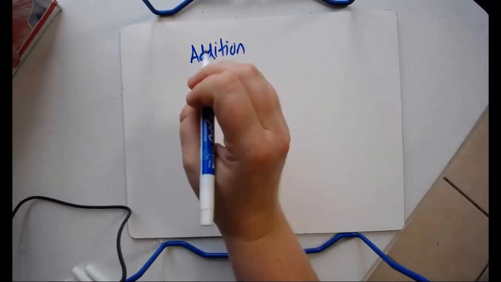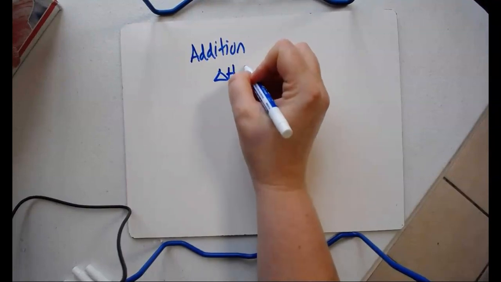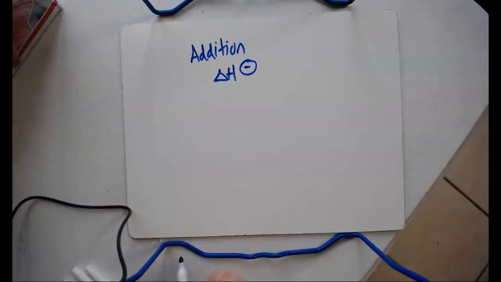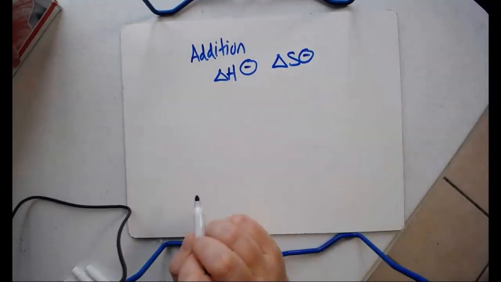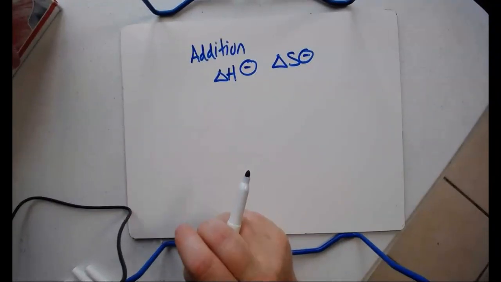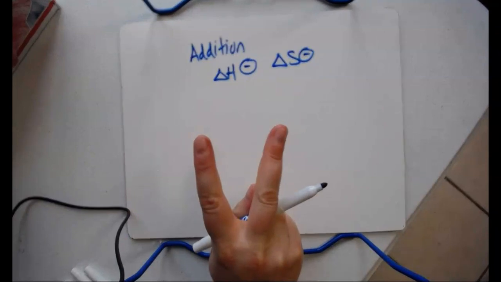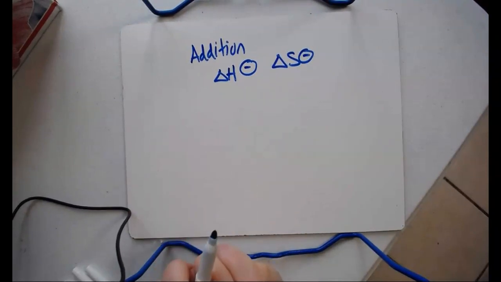Addition reaction, our delta H is going to be a negative value. It's going to be exothermic. We're creating new bonds, so it's going to be lower in energy because we're creating new bonds. The delta S is also going to be negative because we are going from having 2 molecules down to just 1 molecule. So our entropy is decreasing.